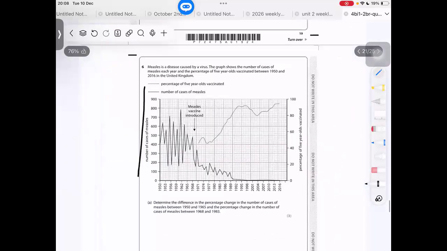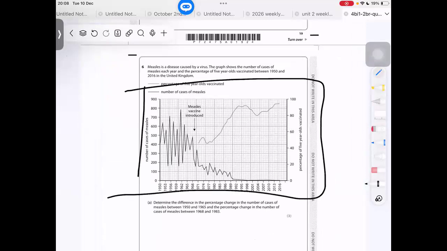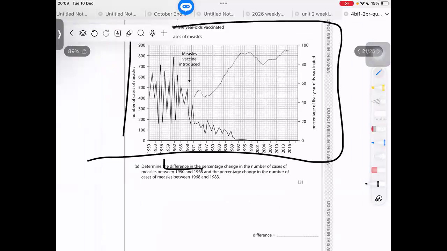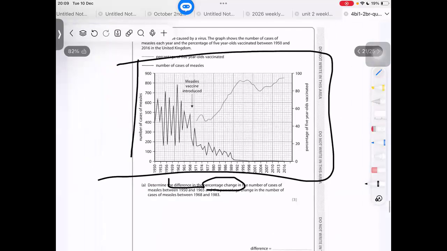Here they have given us a graph, and it looks like a complicated graph, but what they have asked us is not that hard. They have asked us to determine the difference in the percentage change. They have only given us the number of cases of measles, and we have to convert it into a percentage. That means the percentage change in the number of cases between 1950 and 1965.